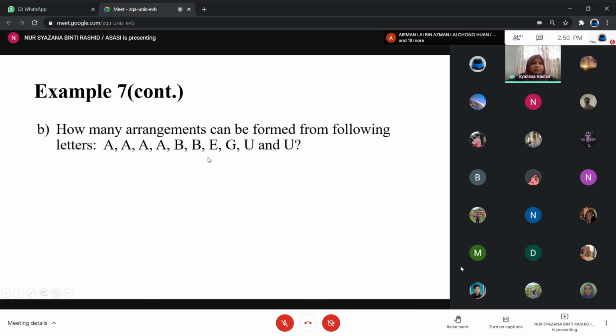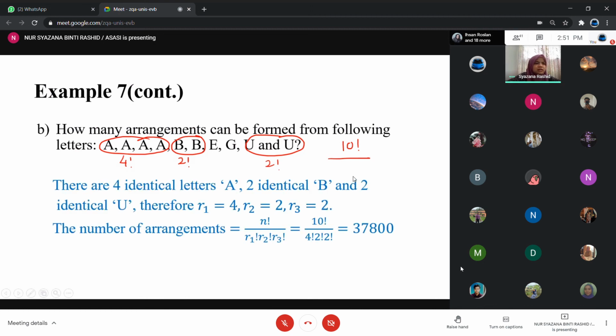How many arrangement can be formed from following letters? So how many of them? 1, 2, 3, 4, 5, 6, 7, 8, 9, 10. So I have 10. But I see the identical. I have 4A, 2B, 2G. Tak payah. So I have U. So this one become 4 factorial, 2 factorial, 2 factorial. So dia jadi 10 factorial divide by 4 factorial times 2 factorial times 2 factorial. Okay, ni N silap. N.